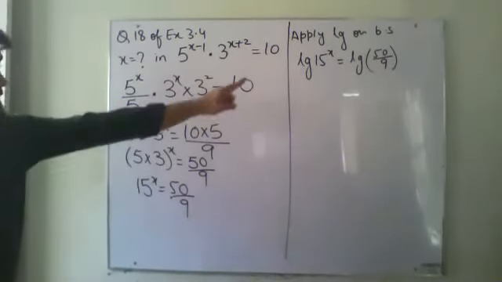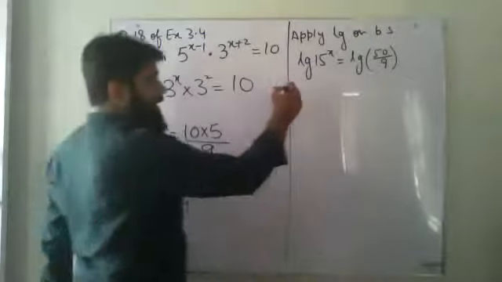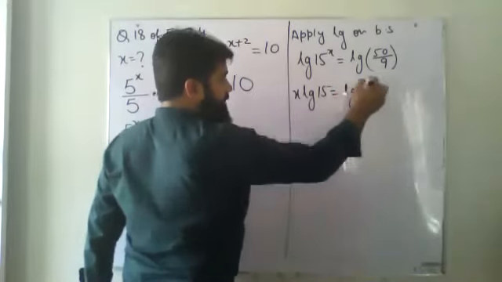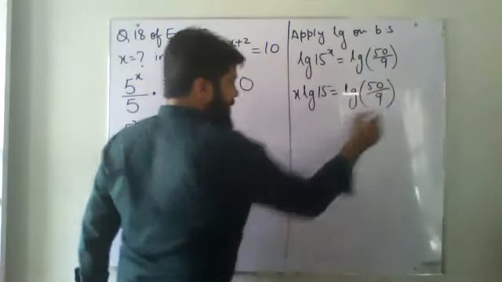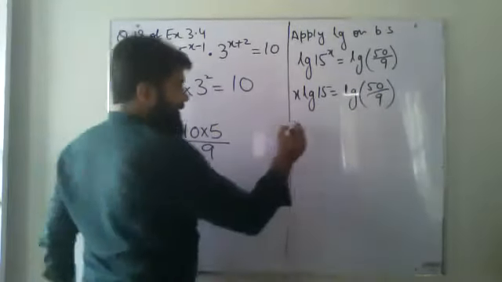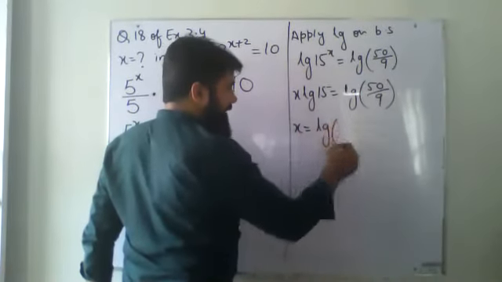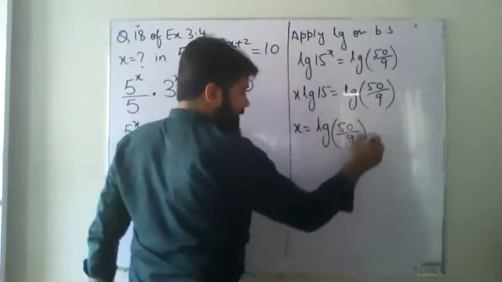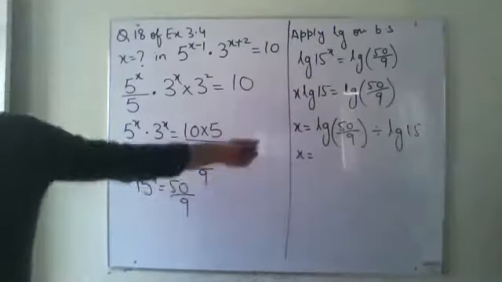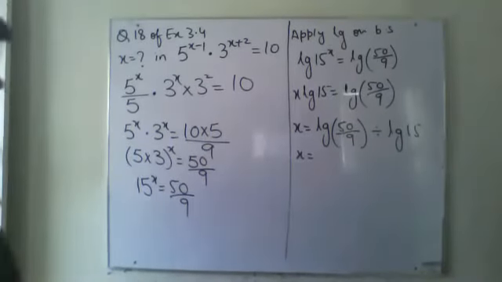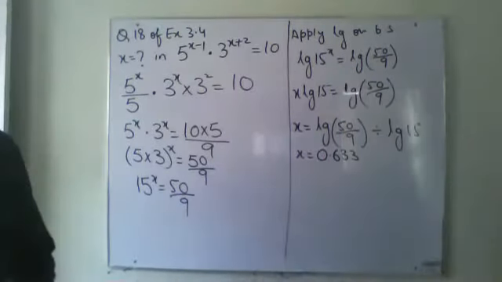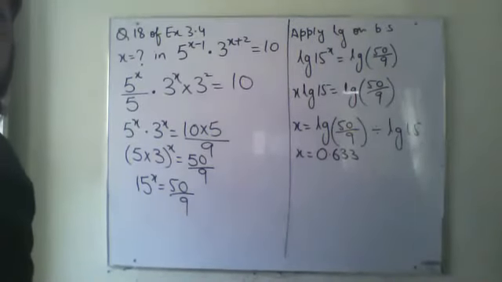Okay, log 15^x equals log 50 over 9. Shifting x before log, x log 15 equals log 50 over 9. These two are in the product form, so I will shift it to the other side. This will become x equals log 50 over 9 divided by log 15, and when I use the calculator to simplify it, the answer is coming 0.633. They have asked for three significant figures.